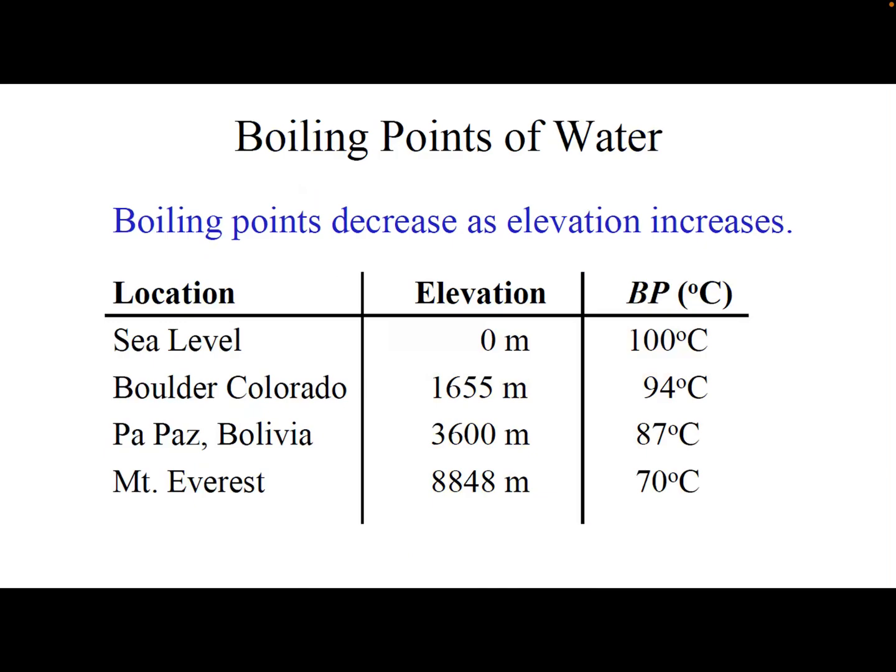If any of you have an Instant Pot, this is how an Instant Pot works, because if you cook at a higher pressure, the water will boil at a higher temperature, and your food will actually cook faster, thus your Instant Pot.